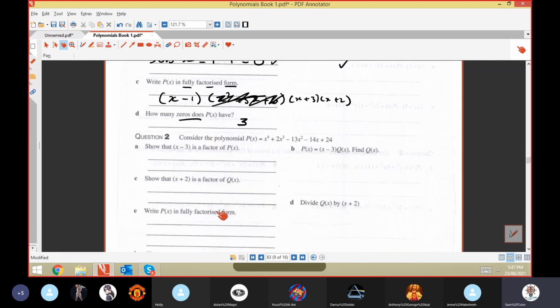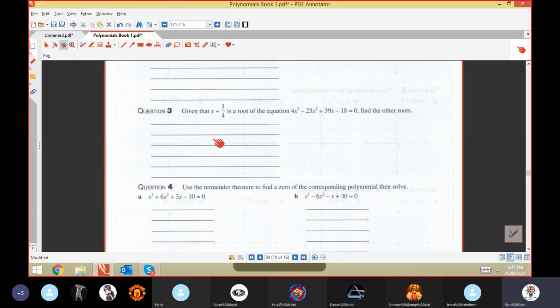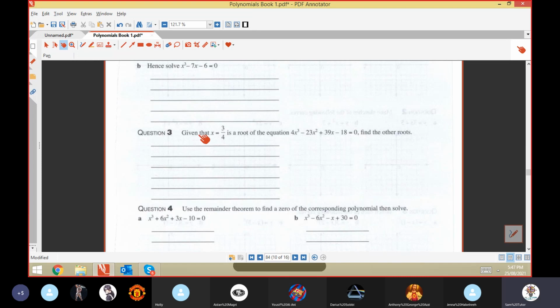Please, guys. When I say that, I'm trying to say everything you've done, do it again. Forget the question so much. Don't let it trick you. So given that this is a root, find the other roots. Again, this is already a root. You don't have to go and show that it's a root. It says it is given to you. So just make sure you find the factor.